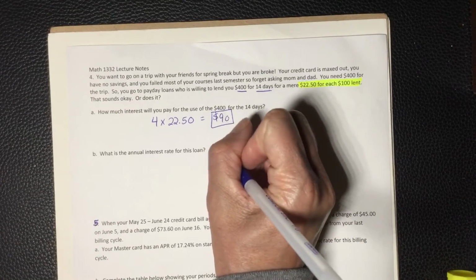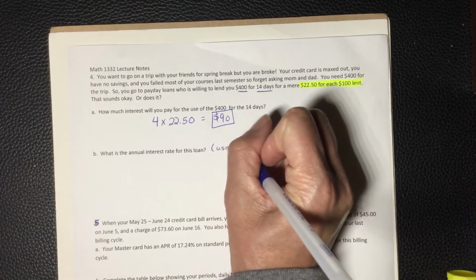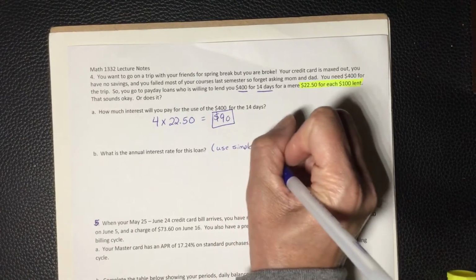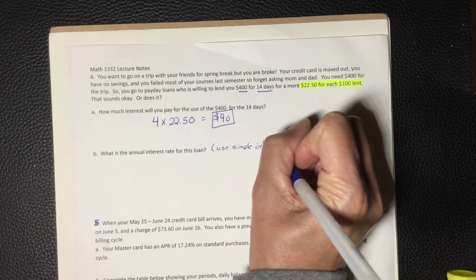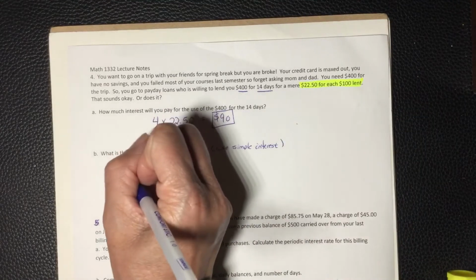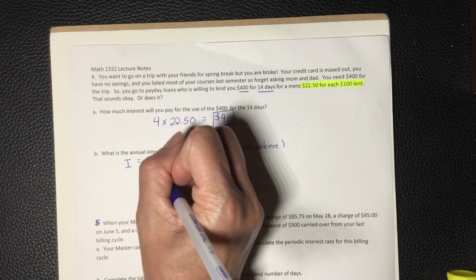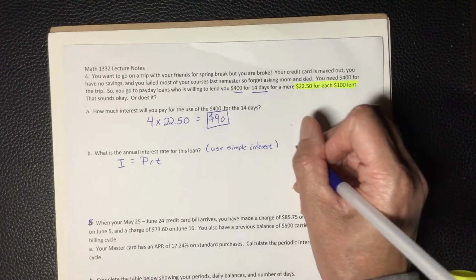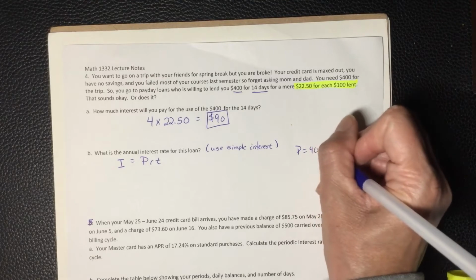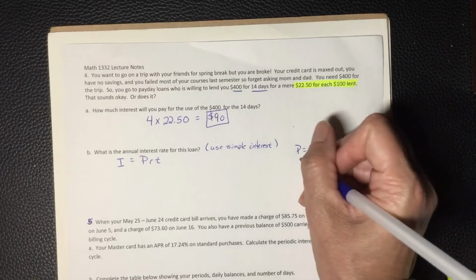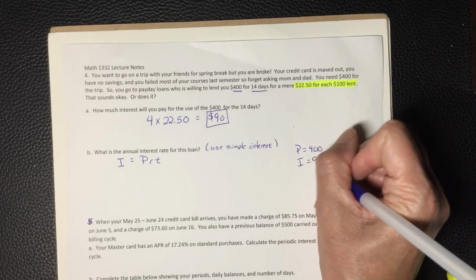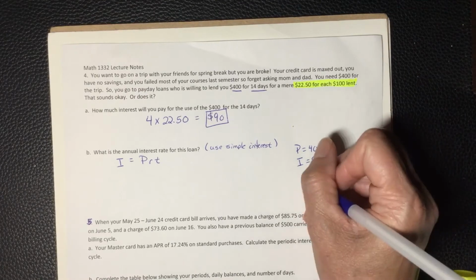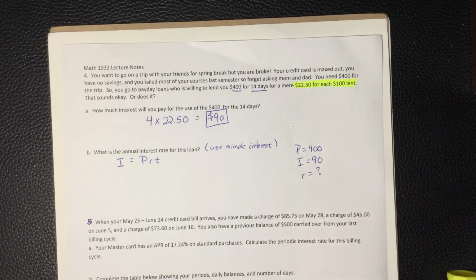So for this one, we're going to use simple interest. So we're going to go back to our formula chart. And let's get our formula for simple interest. So it is principal times rate times time. So principal is going to be the amount that we borrowed, which is $400. And we just found the interest to be 90. So we're wanting to know the rate, so that's what we're trying to figure out.